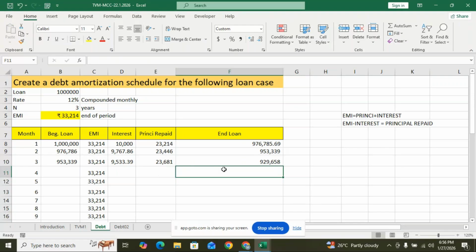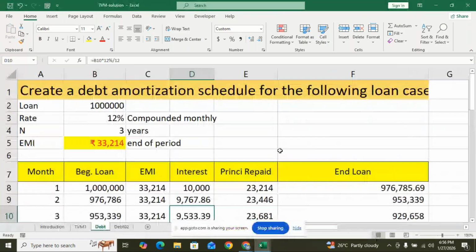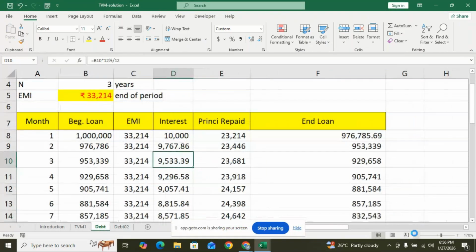So you can just complete this table. I'll put the solution sheet here right on the screen. You can cross check and work simultaneously. So this is the screen I've put here, so you can just cross check. I have put it up only for you.